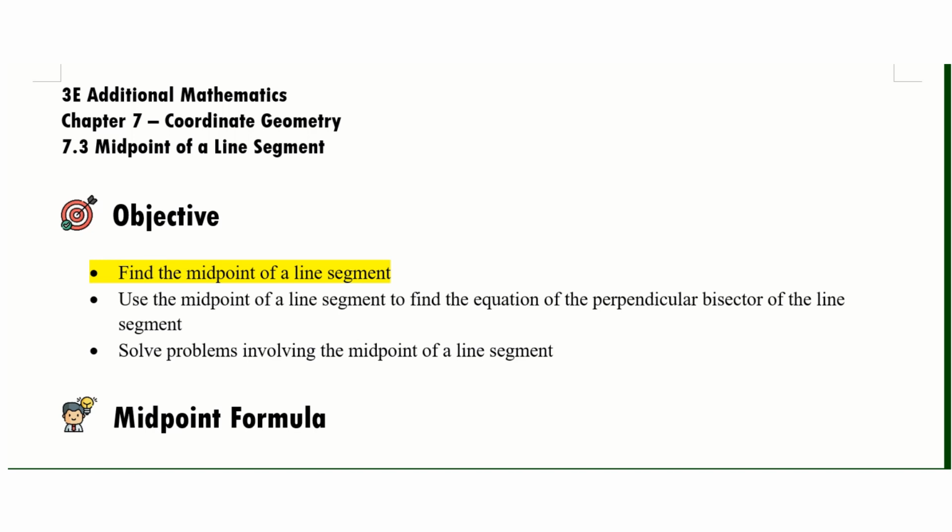Everybody, this video is going to be on Chapter 7 Coordinate Geometry. In particular, it will be about 7.3 midpoint of a line segment. The objective of this section is to find the midpoint of a line segment, use the midpoint of a line segment to find the equation of the perpendicular bisector of the line, and also to solve problems involving the midpoint of a line segment. In this video, we will only be covering the first objective.